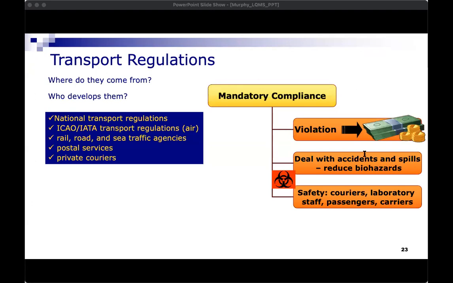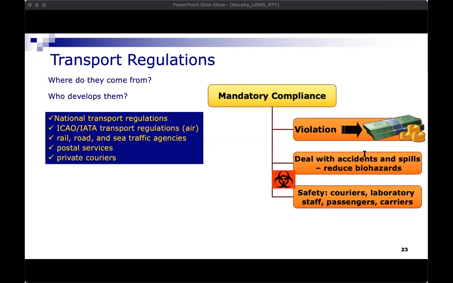They come from several sources, some of which include national transport regulations, the International Civil Aviation Organization, or ICAO, as conveyed by the International Air Transport Association, or IATA, rail and road traffic agencies, and postal service. And then oftentimes private courier companies may have their own regulations and requirements. So compliance with industry standards and regulations is mandatory. Heavy fines may be imposed on personnel who violate these regulations.